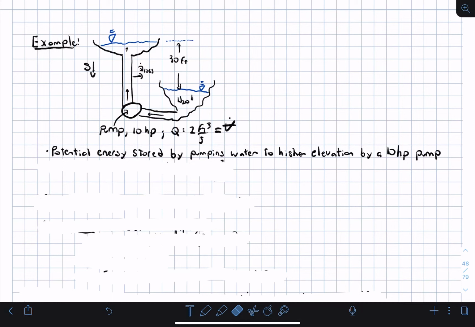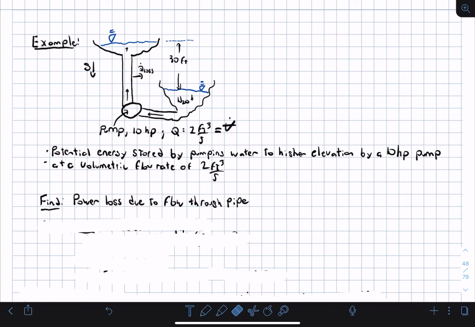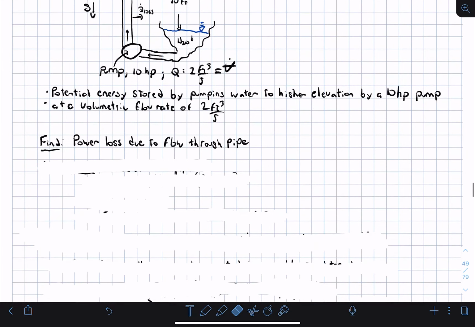Okay, and we have a volumetric flow rate of 2 cubic feet per second of the water, and we are to find the power loss due to flow through the pipe. We'll just assume that is in the form of heat, because that is really what it is, because it's irreversible. You can't do anything with it.